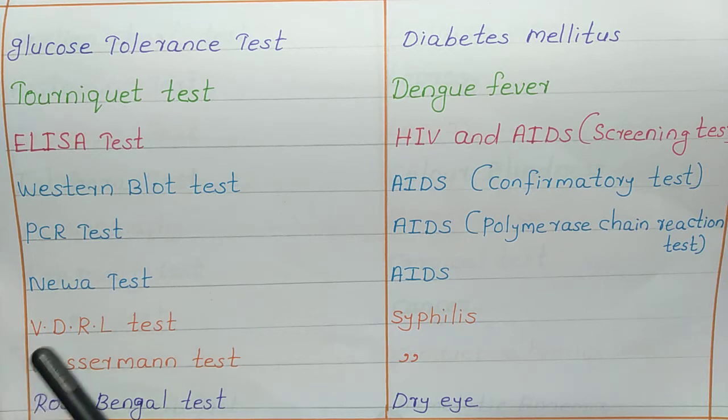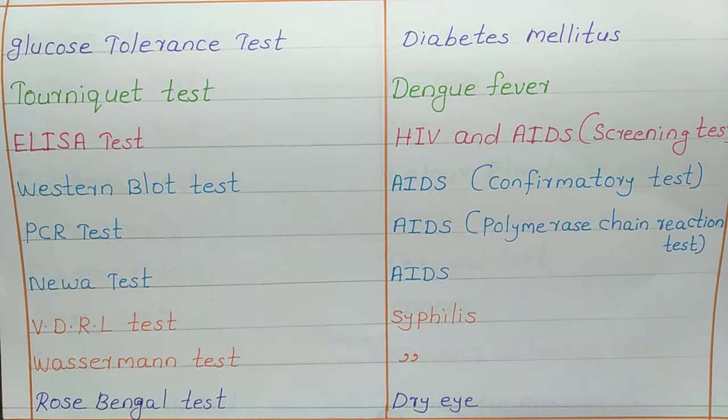Next one is the VDRL test. VDRL expansion is Venereal Disease Research Laboratory. The VDRL test is for the diagnosis of syphilis. And one more test for the diagnosis of syphilis is the Wassermann test. The Wassermann test is also for the diagnosis of syphilis.